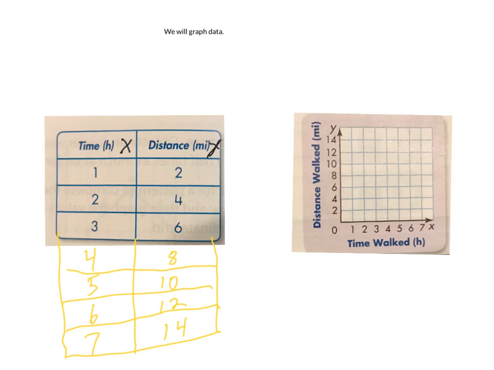So in our first column we have 1 hour and they go 2 miles, so we'll mark it right there. And in 2 hours, walked 4 miles. In 3 hours, 6 miles. In 4 hours, 8 miles. In 5 hours, 10. In 6, 12. In 7, 14. And if we wanted to, we could connect these to graph them out.